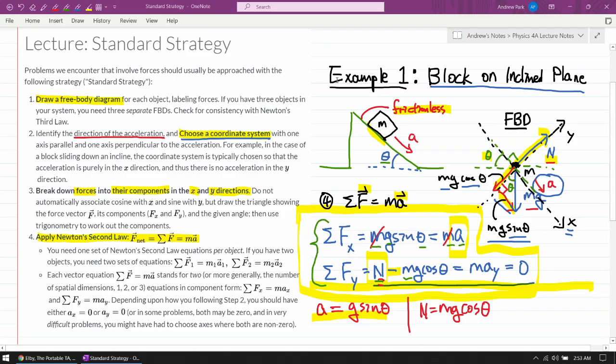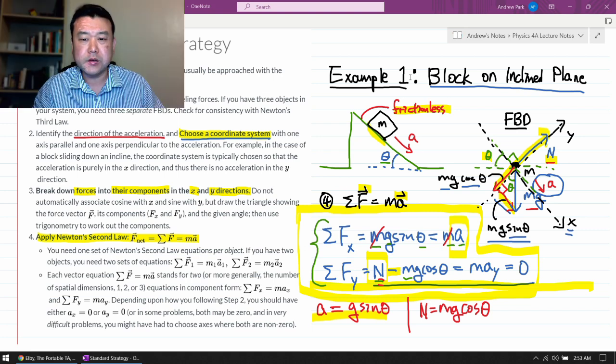We looked at this example 1, and I ended the video by noting that in this simple example, it's possible to think of an intuitive way to solve it, and that would be quicker than standard strategy. Where the standard strategy shines are the more difficult questions.